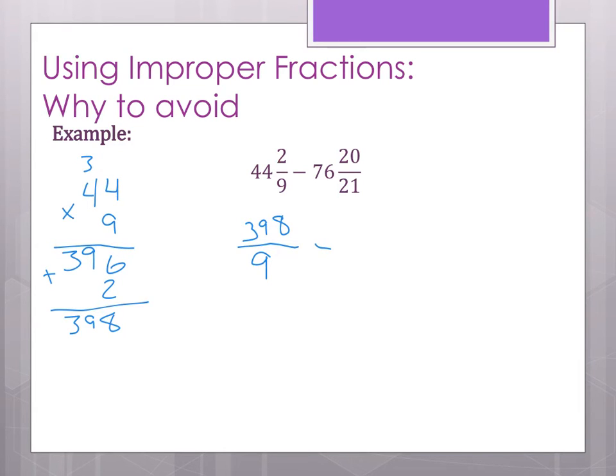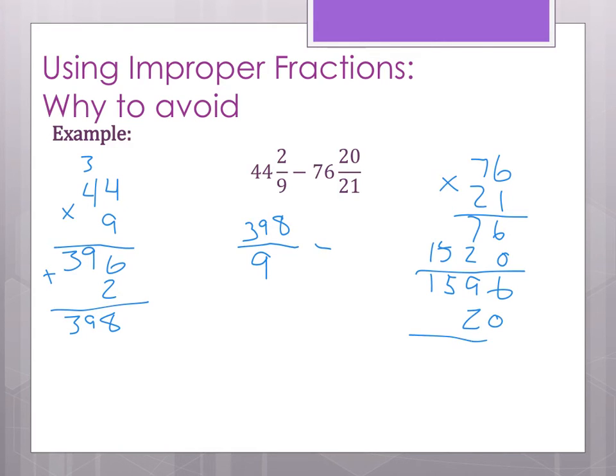now we have to convert the second fraction to a mixed number. So we'd have to do 76 times 21, then we're going to add that numerator of 20 in later. So when I do the multiplication, I get 1,596 plus 20. That's the numerator that I'm adding. I get 1,616. So now I have 1,616 over 21. That's a huge numerator.